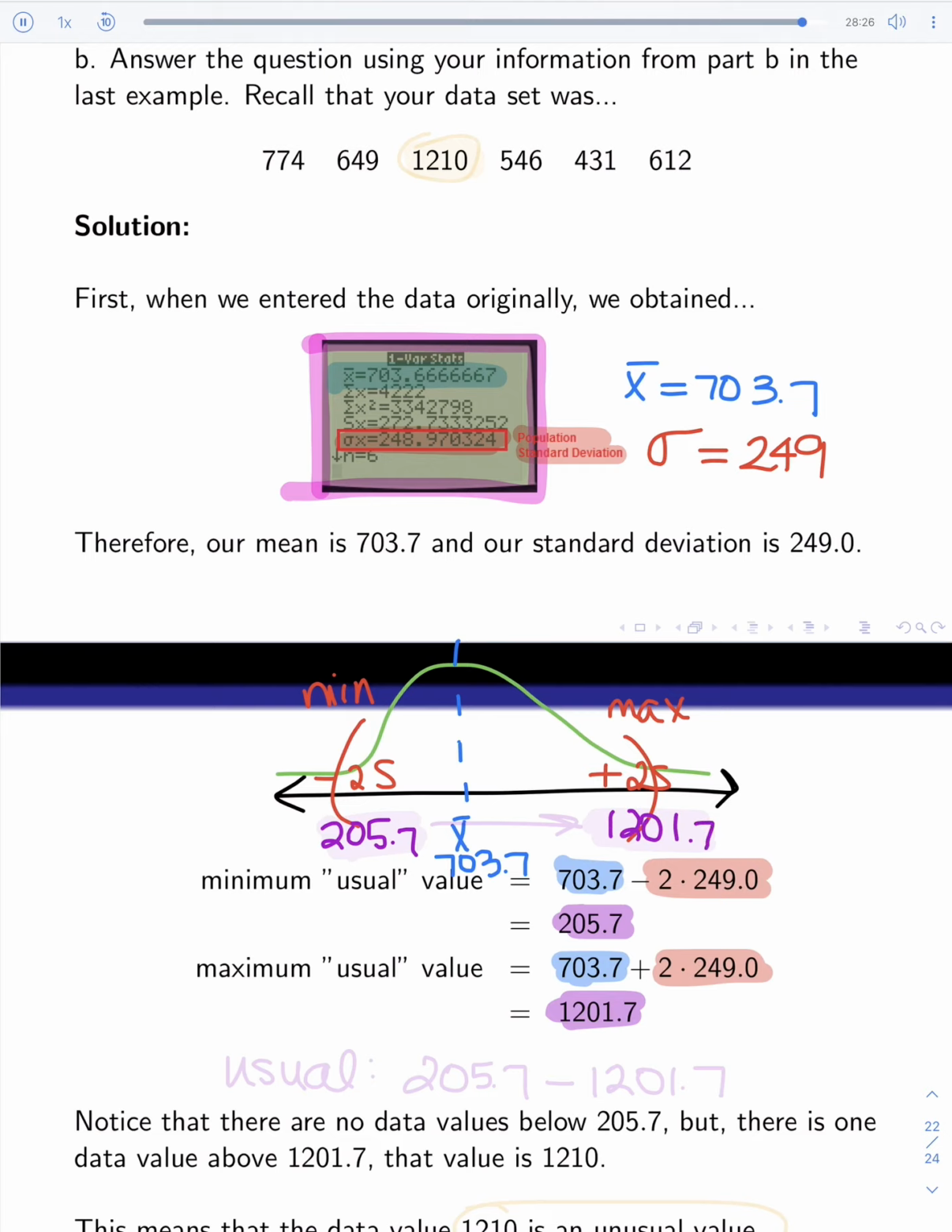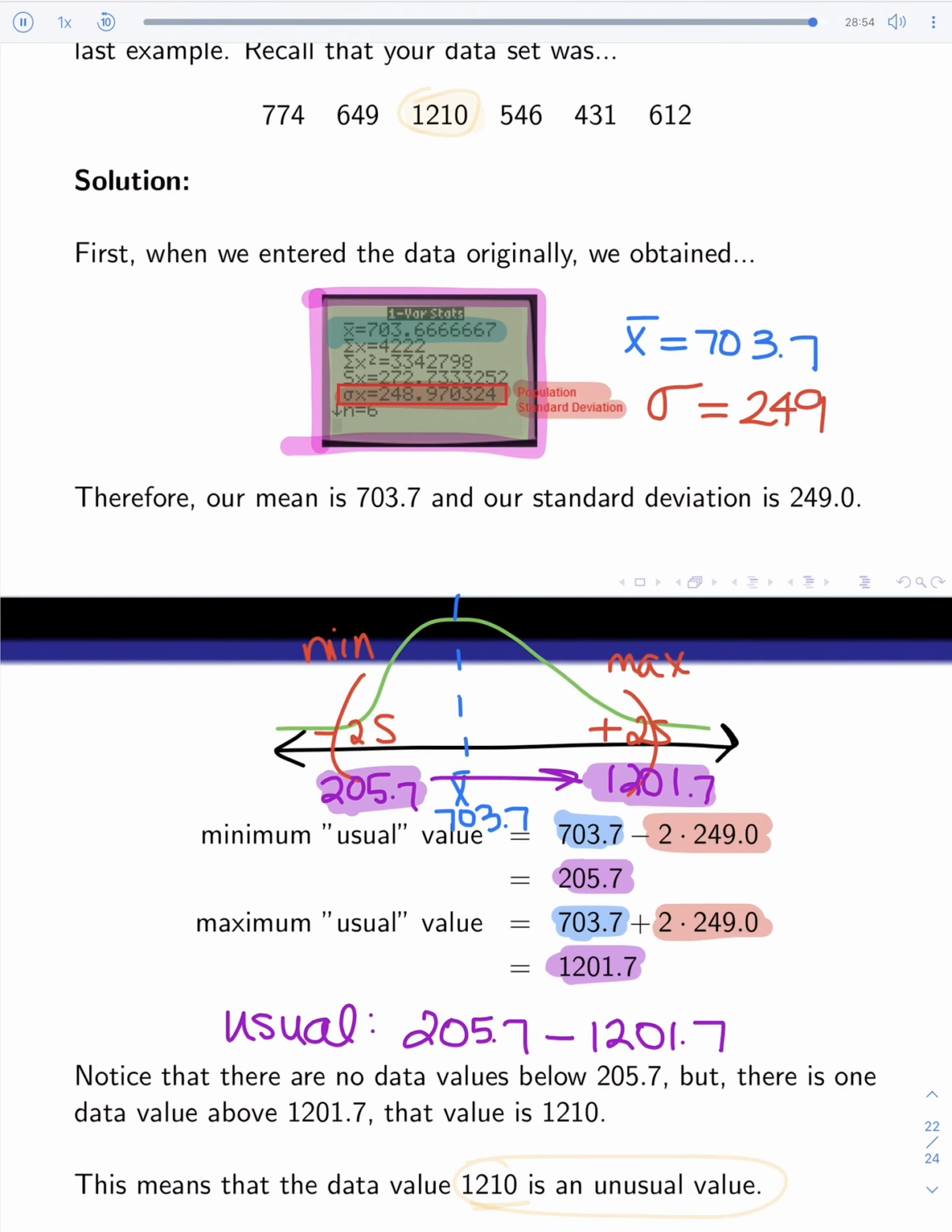So what that means is your data values will be considered usual if they're in between those 2 values. So usual will be anything in between those 2. So that'll be from 205.7 to 1201.7. Now, if you go back to look at your data set, there is one value that's an issue, and it's this 1210 here, because that is not between the 205.7 to 1201.7.